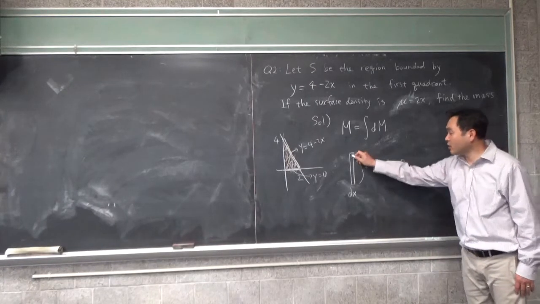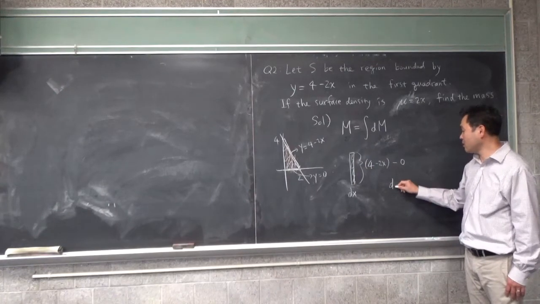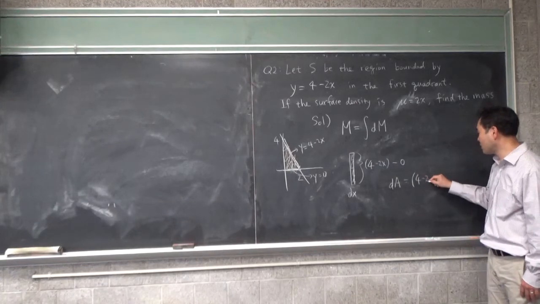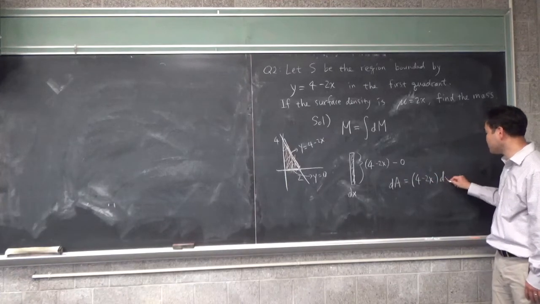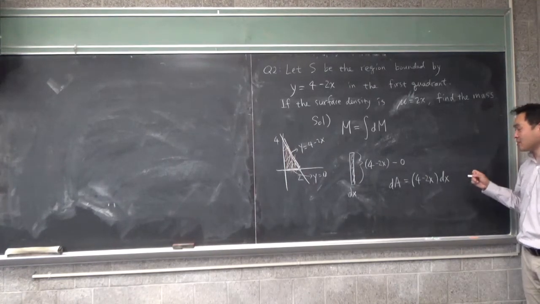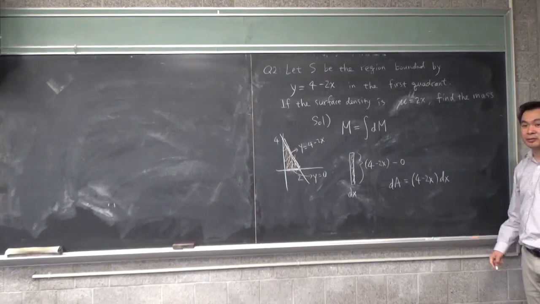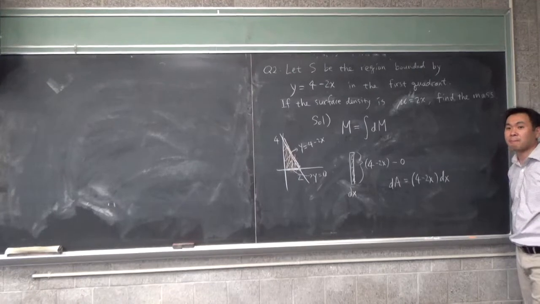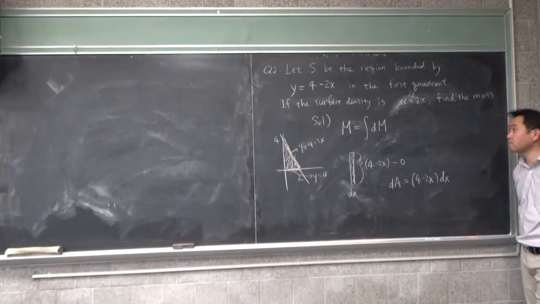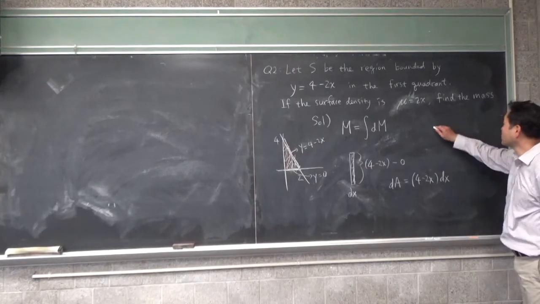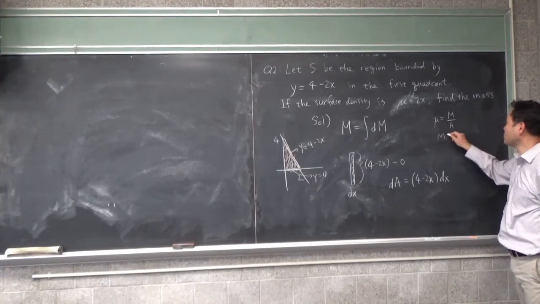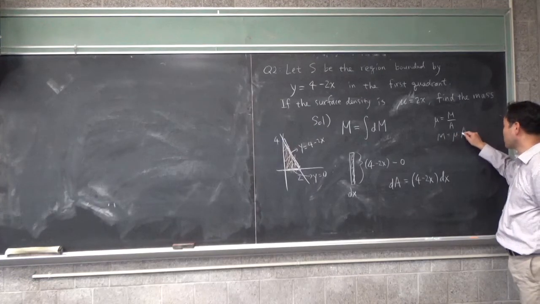And then what's the area? The very small area of this would be base times height, so height 4 minus 2x times dx. The problem with this is that this is not yet the mass. This is only the area. So what do we do? You take the surface density, which is mass over area. So mass would be surface density times the area.